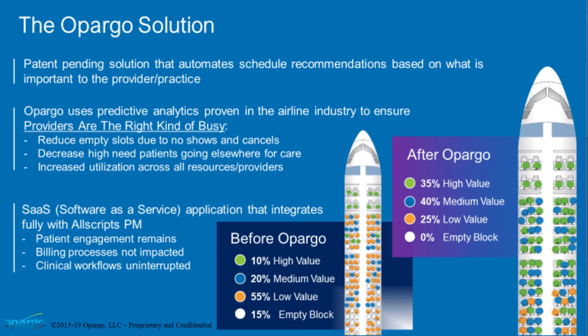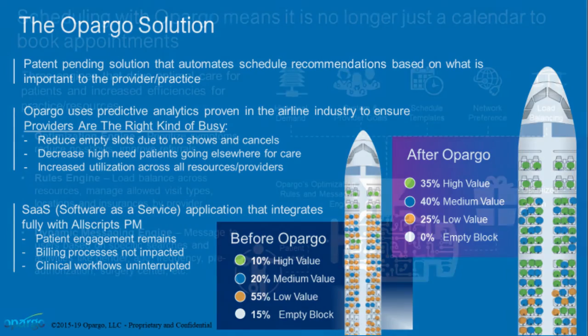for care. Opargo is a SaaS solution, meaning that the only thing you need to access it is Google Chrome. And thanks to our direct, real-time integration with Allscripts, none of your downstream workflows like patient engagement or billing processes will be interrupted.